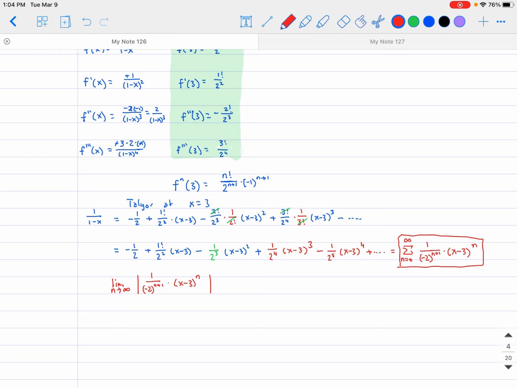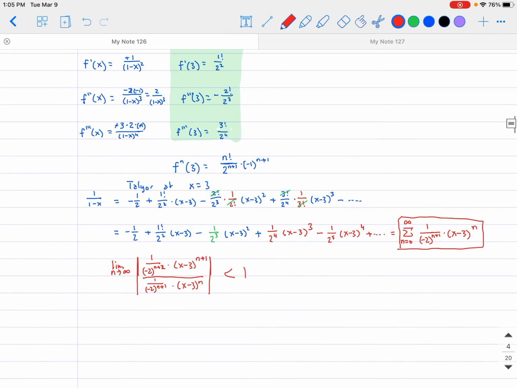So that's going to be my current term, which is actually, I need something else. I need the next term. So that's going to be n plus 2, and there's going to be n plus 1. And then all of that is going to be divided by the current term, which is 1 over negative 2 to the power of n plus 1 times x minus 3 raised to the n power. We need to make sure that this guy is going to be less than 1.